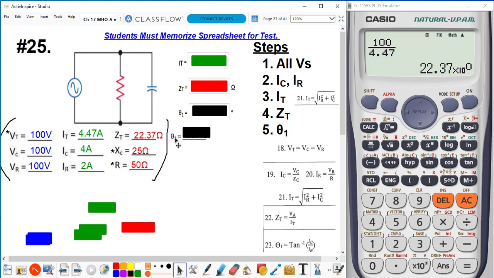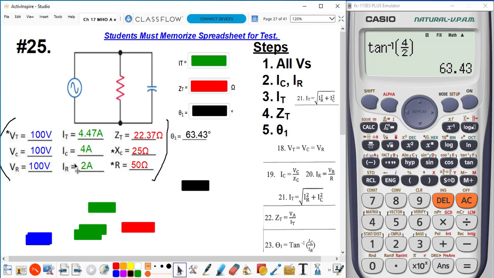Now it's time to find our theta 1. So here we see that again we're going to do inverse tangent. So you got to do shift tangent. And we're going to punch in our current through our capacitor of 4 amps. Hit over under and 2 amps. Scroll over, close parentheses, hit equals, and it's 63.43 degrees.